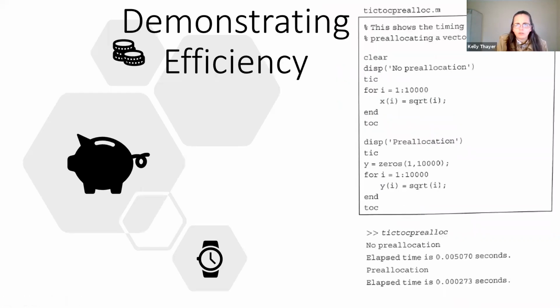We can use this to demonstrate the efficiency of the code. For example, we can do 2 different ways of iterating. Here is an example of running with no pre-allocation. And here is an example where we do a similar process using pre-allocation. You see that here we're setting up the vector, whereas this one is causing the vector to expand each time we go through the loop. When we run this, we can see that this one takes 0.005 seconds, whereas if we did the pre-allocation, we can do that in 0.0002 seconds, which is approximately half the time.